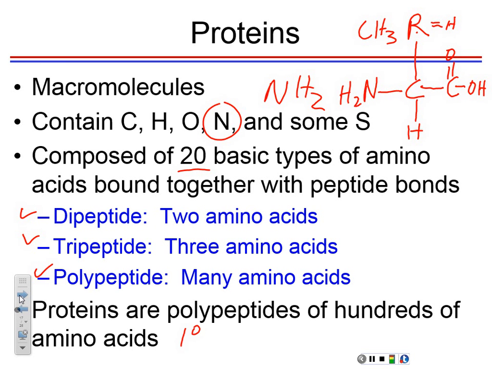This is my shortcut for primary. It's just the sequence of amino acids that forms the primary structure of the protein. All right? So that's the primary structure.